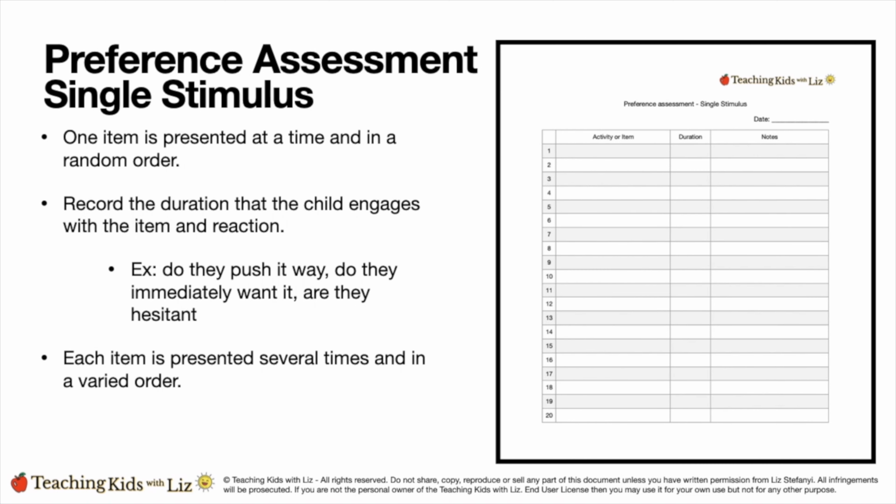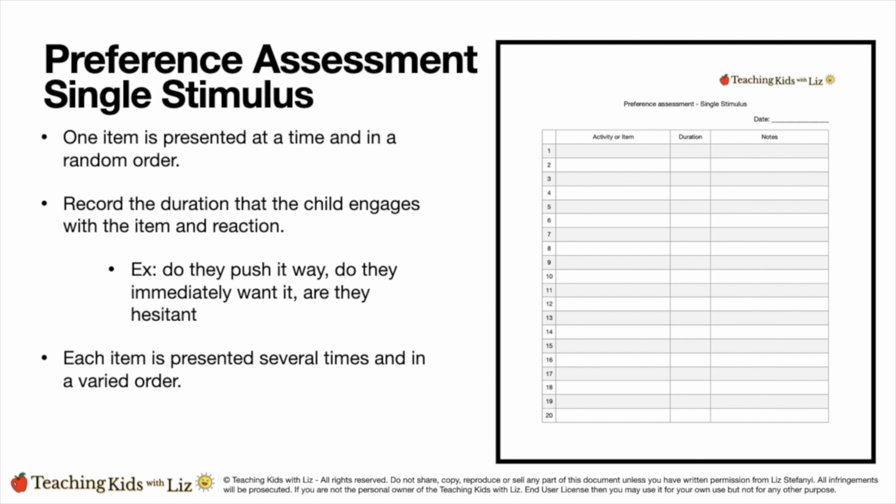For a single stimulus type of preference assessment, one item is presented at a time and in a random order. You will record the duration that your child engages with the item and their reaction. Example, do they push it away? Do they immediately want it? Are they hesitant? Each item is presented several times and in random order.